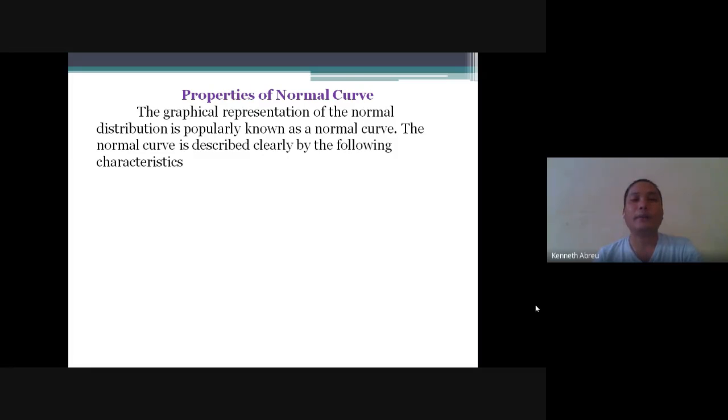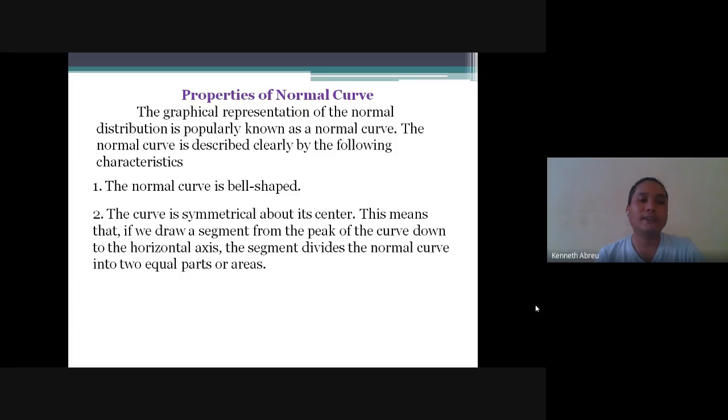Okay, so what are the properties of a normal variable? So ito na yung mga characteristics ng ating normal variable. The graphical representation of normal distribution is properly known as a normal curve. The normal curve is described clearly by the following characteristics. First one, the normal curve is bell-shaped. Yun daw ating normal curve, ang kanya daw itsura would be bell shape, mukhang bell.